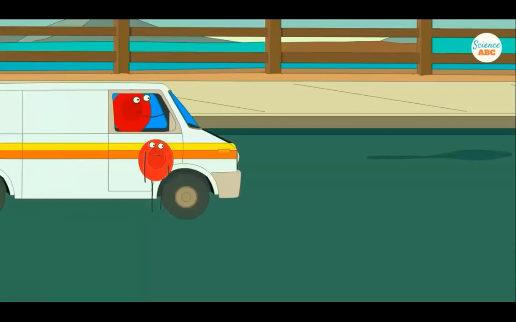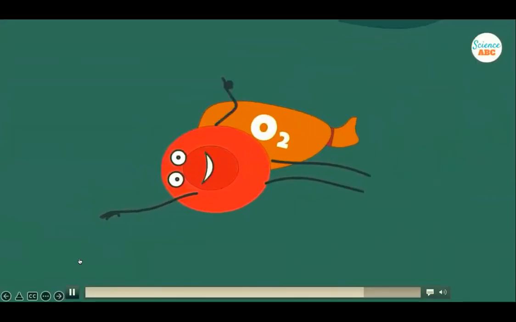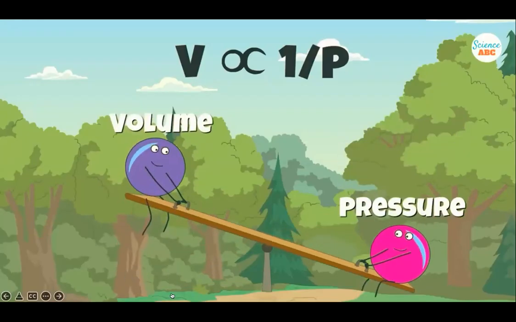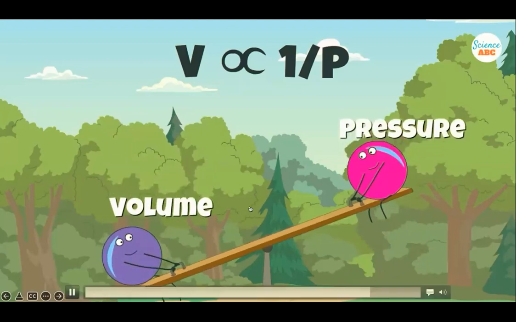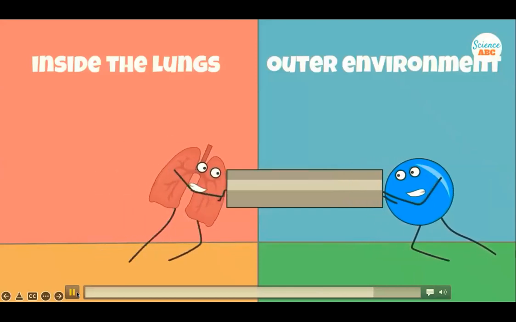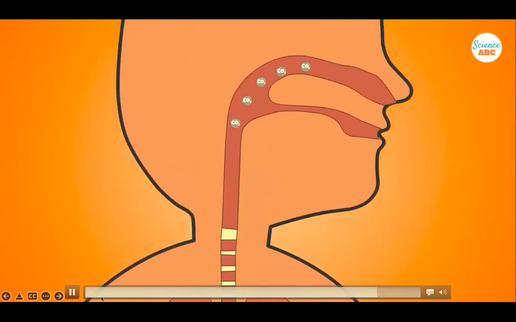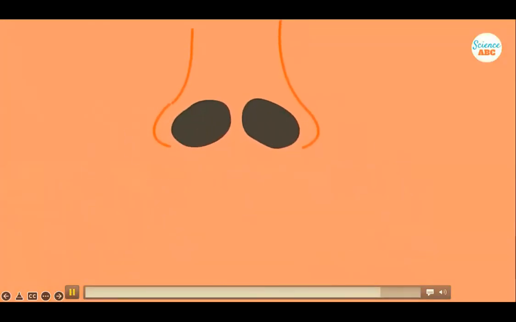From here, the now oxygen-rich blood will make its way to the rest of the body to supply the cells with oxygen. To expel the carbon dioxide, the lungs now contract inwards. This reduces the volume inside the lungs, thereby increasing the pressure. This pressure is now greater than the pressure in the atmosphere, so carbon dioxide will move out from the lungs and into the air. And just like that, you've completed a full cycle of breathing.